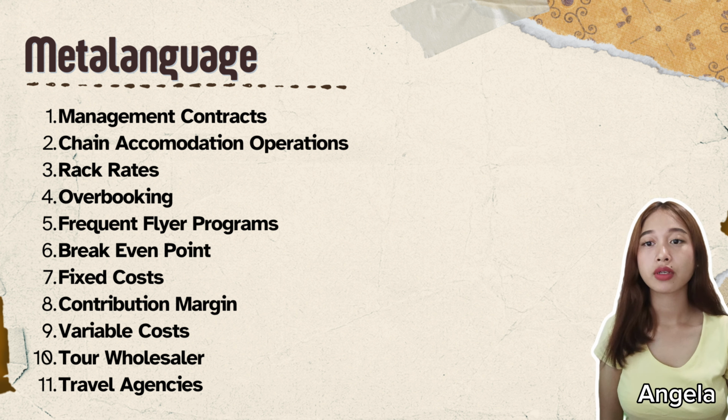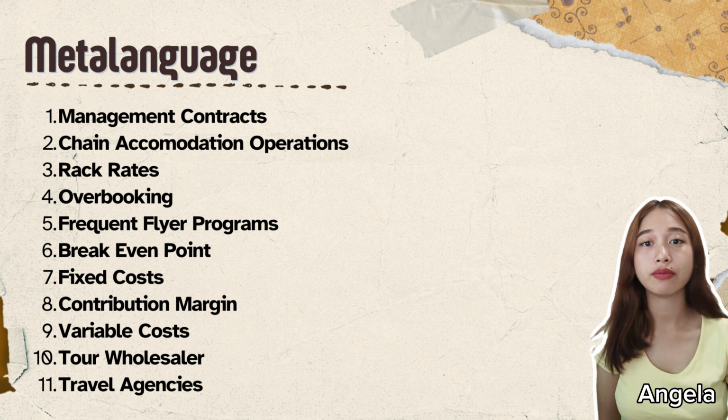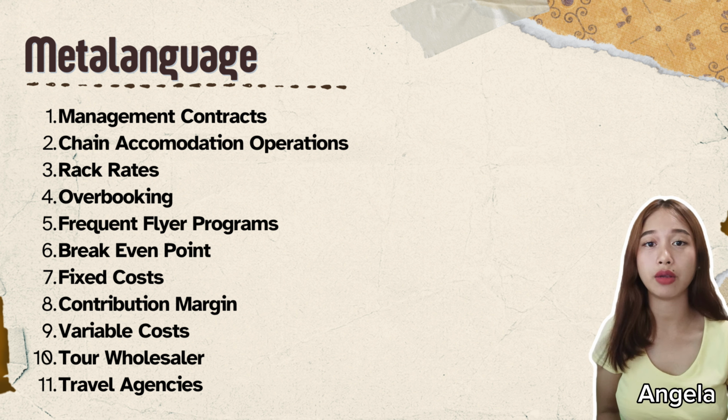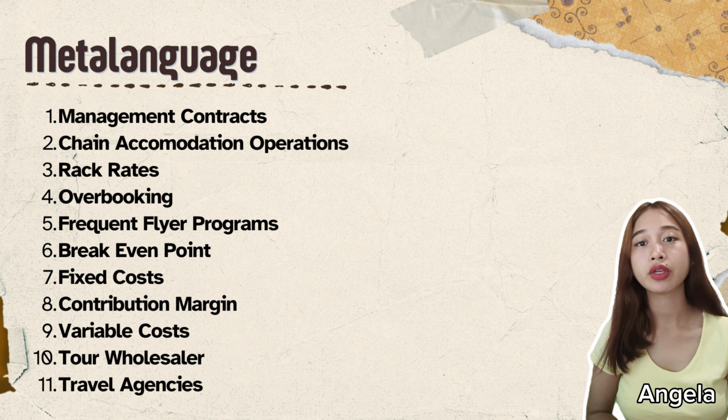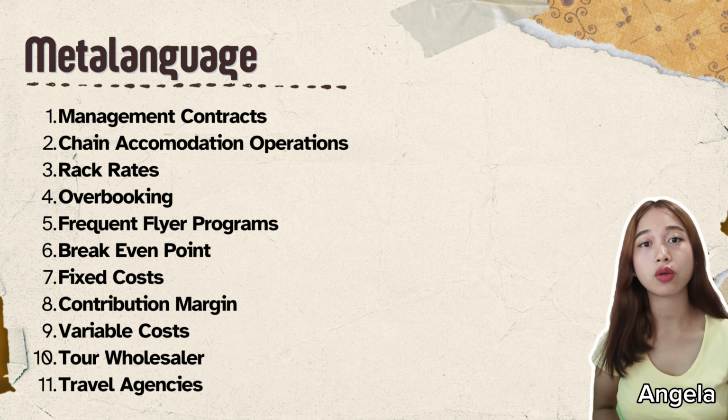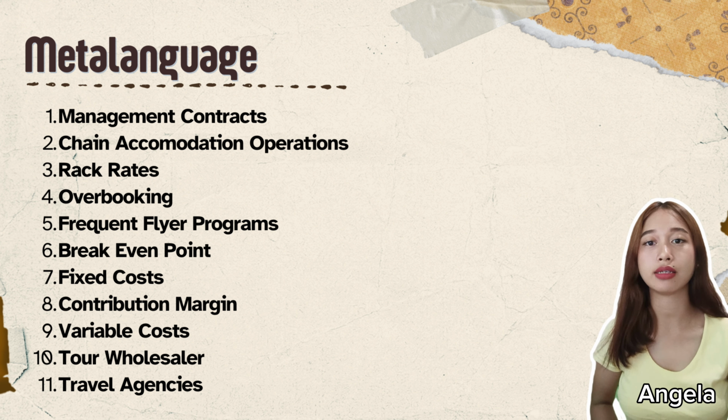Number eight, contribution margin. It is the average room rate less the variable cost of having a room occupied. It is the amount of sales revenue that remains for a product or service after its variable costs are deducted. Number nine, variable costs. Variable costs are those that change according to the number of guests in a hotel.